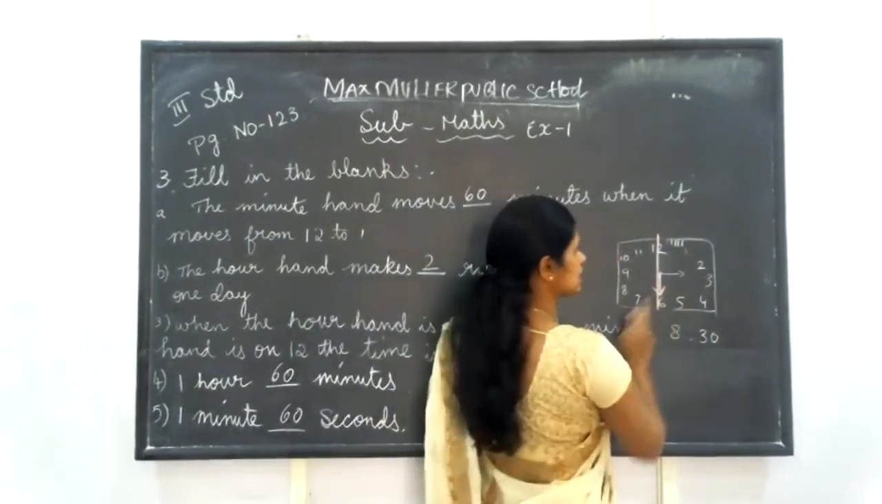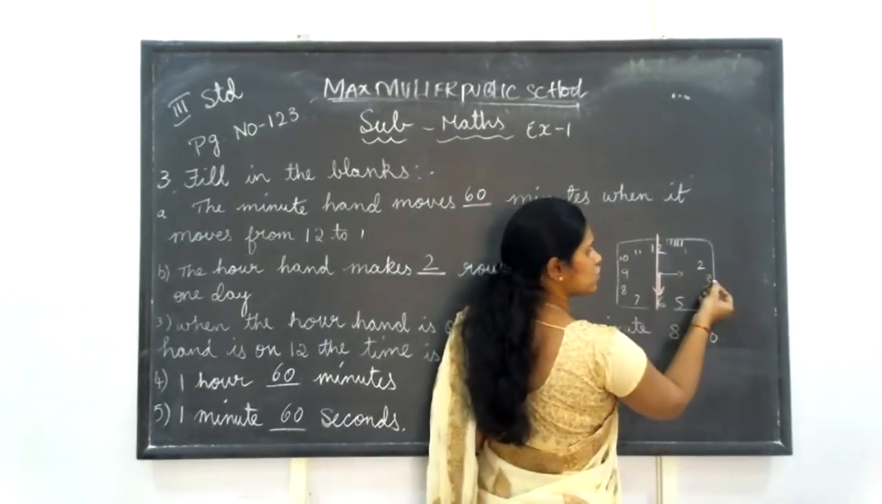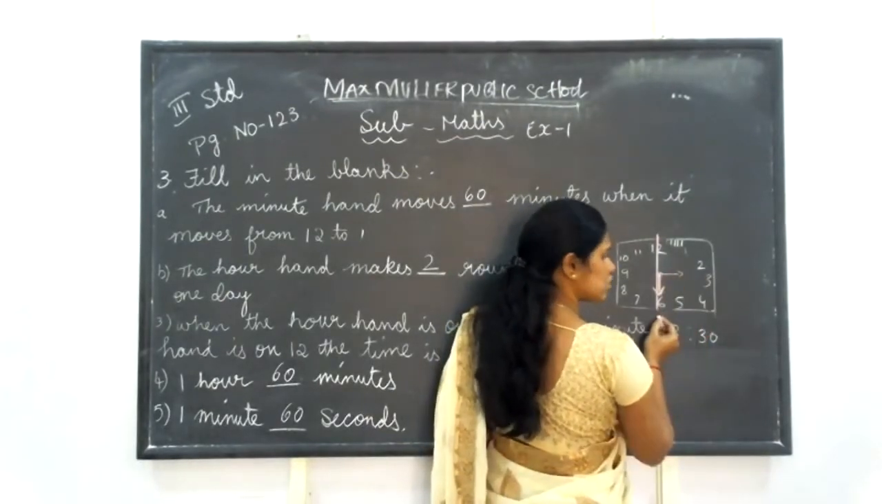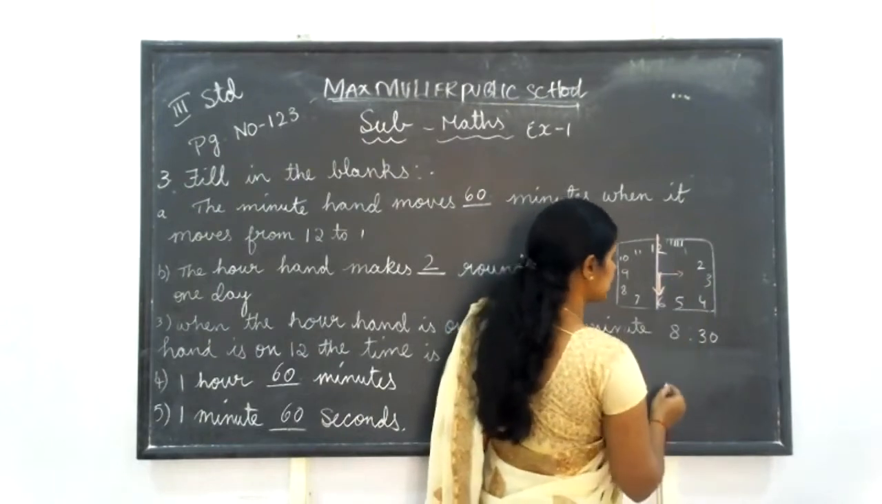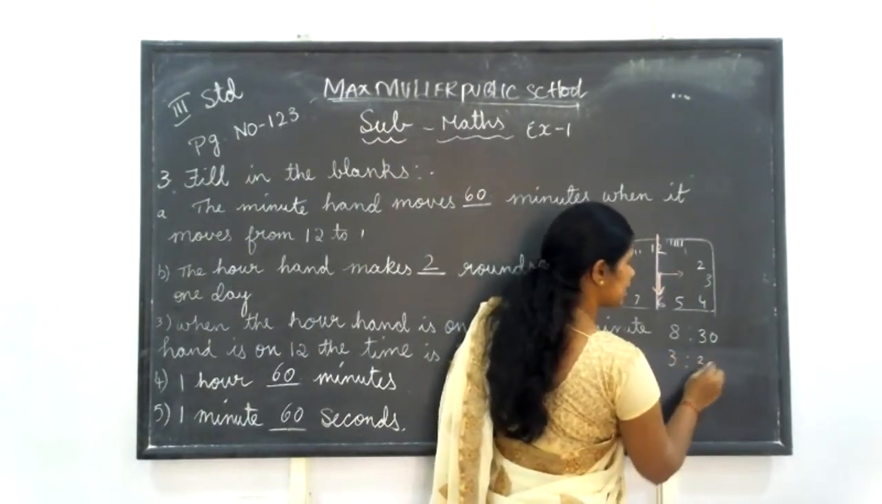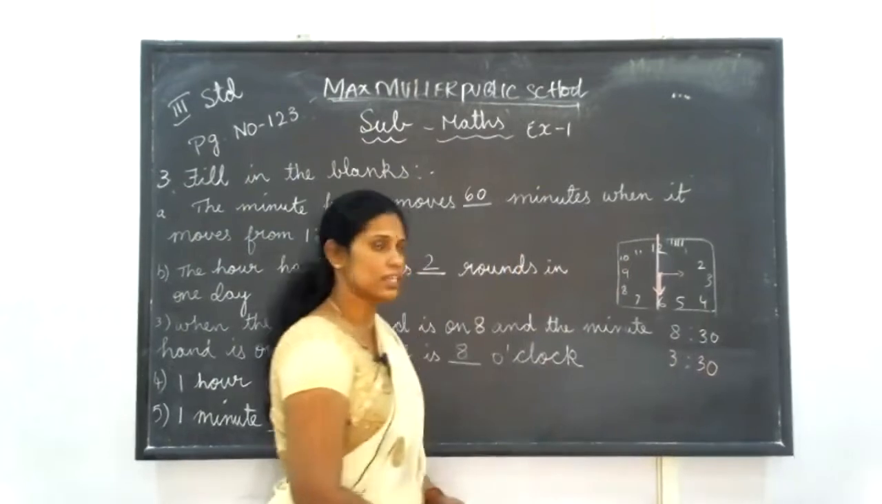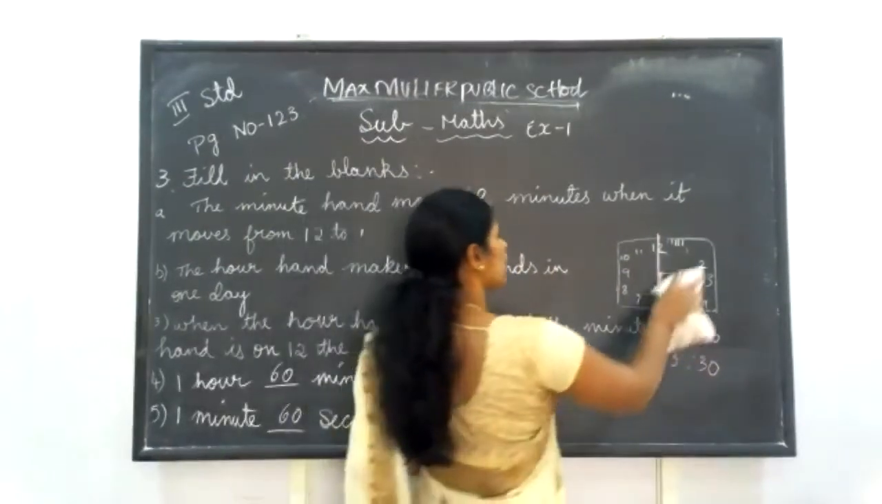So what is the time now? The short hand is showing 3. The long hand is showing 6. So what is the time now? 3:30. Understood all of you? What do you mean by half past?